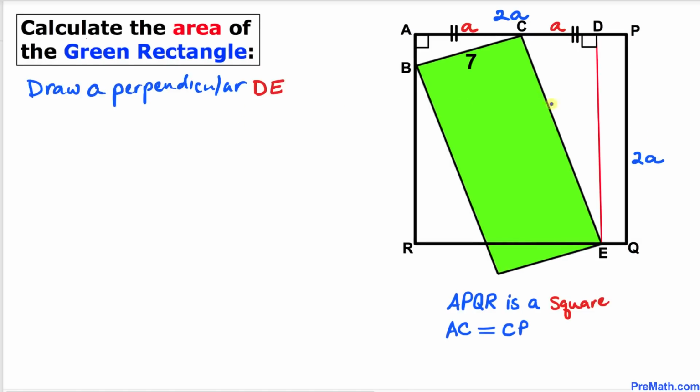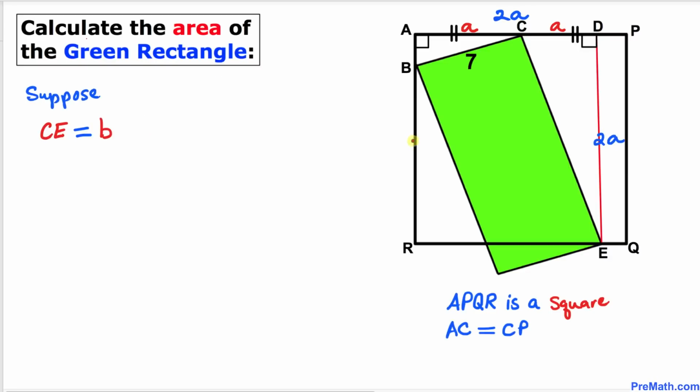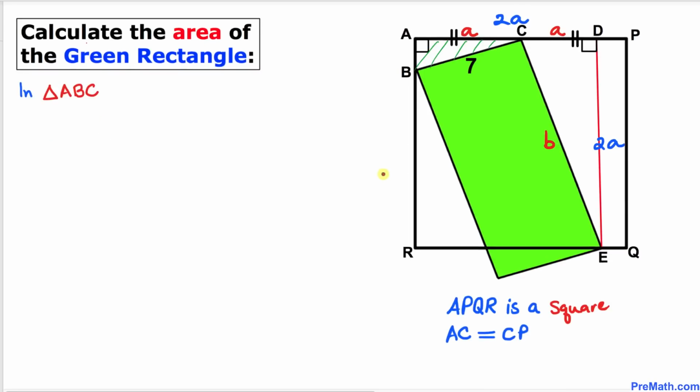And here's our next step. Let's go ahead and draw a perpendicular DE, as you can see in this figure, such that this angle D is 90 degrees. And moreover, since we are dealing with this square APQR, all the interior angles are going to be 90 degrees each. And moreover, we can see that this side length PQ is equal to this side length DE, and since this side length is 2A, this has got to be 2A as well. Now let's suppose this side length CE is B units, and now we are going to calculate the value of this B.